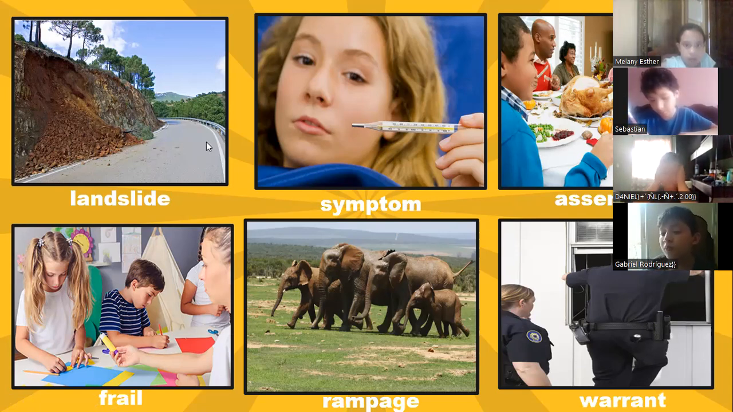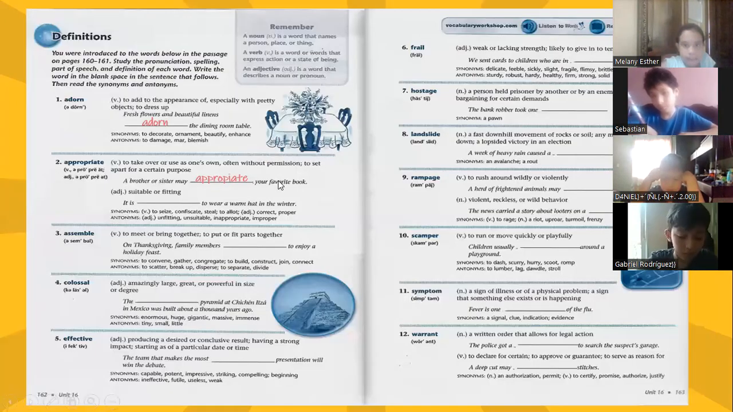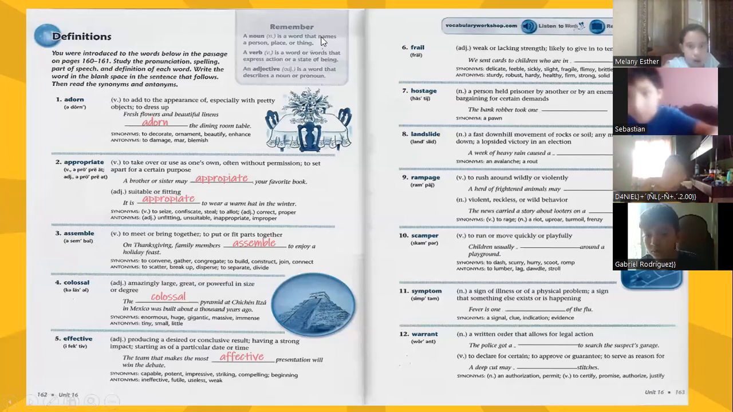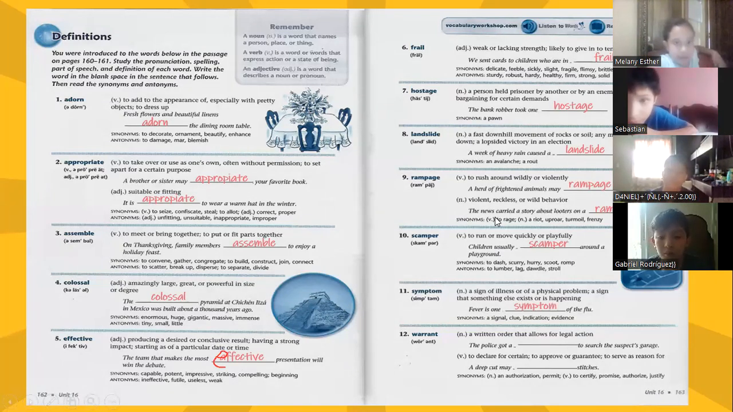Okay. You completed the page, right? The words: adorn, appropriate, assemble, colossal, effective. There's a mistake here in this word because it says affective. It's not affective, it's effective. Affective is another word. The next one, frail. Hostage. Landslide. Rampage. Scamper. Symptom. Warrant. Okay, you completed the two pages, right?